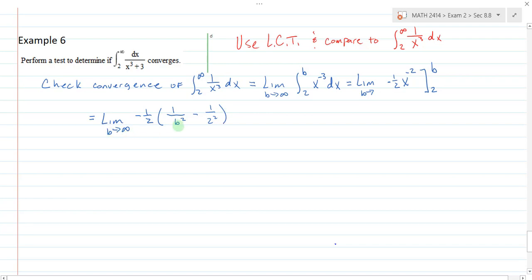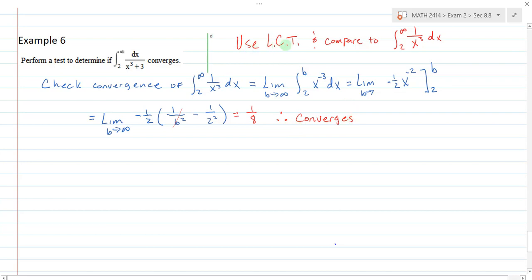And as b approaches infinity, what happens to this term? 1 divided by infinity is what? It's 0. So this limit is equal to negative 1/2 times negative 1/2 is positive 1/4. Therefore, this integral will converge. Sorry, this was negative 1/2 times negative 1/4 is going to be positive 1/8, not 1/4. So since the b goes to infinity, this ends up being negative 1/2 times negative 1/4, and that's going to give us a positive 1/8. That is a positive finite number, therefore this integral converges.